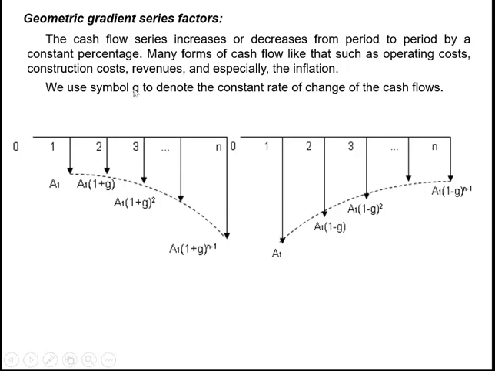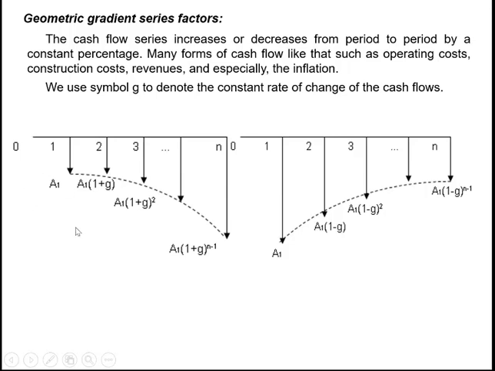We use the symbol small t to denote the constant rate of change of the cash flows. There are two kinds of geometric gradient cash flows. The first kind is where the cash flows increase by a constant percentage of t.